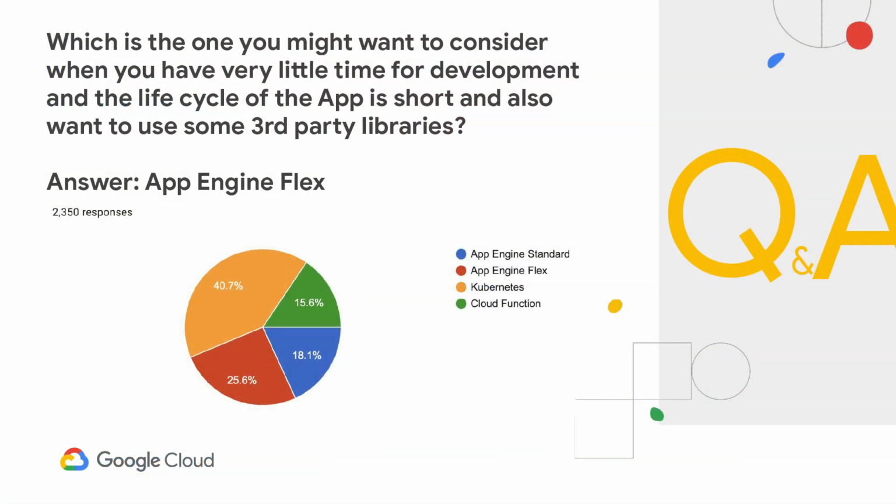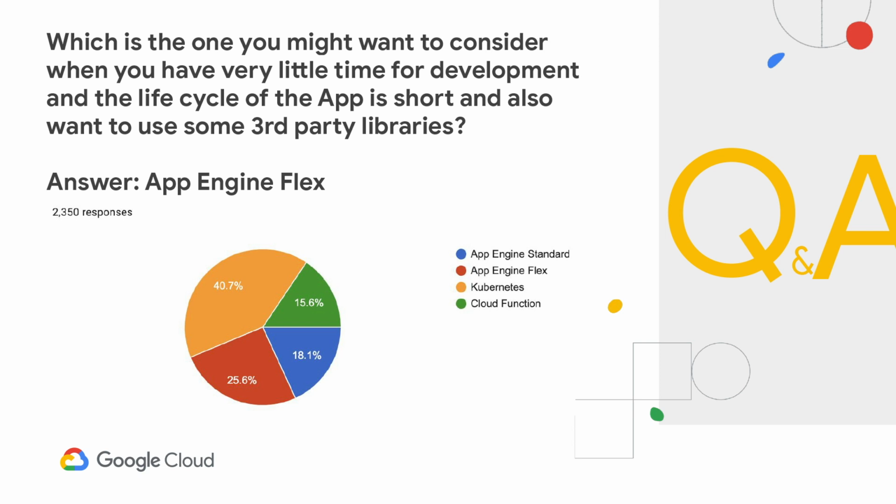So next question. Which is the one you might want to consider when you have very little time for development, the life cycle of the app is short, and you also want to use some third-party libraries. Okay, I think most of the people actually choose Kubernetes. I know you guys love Kubernetes and that one is also a really good answer. But when I said I have short life cycles, okay? And you have very little time to develop.